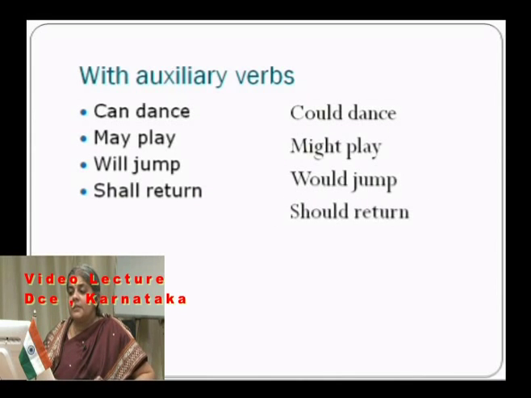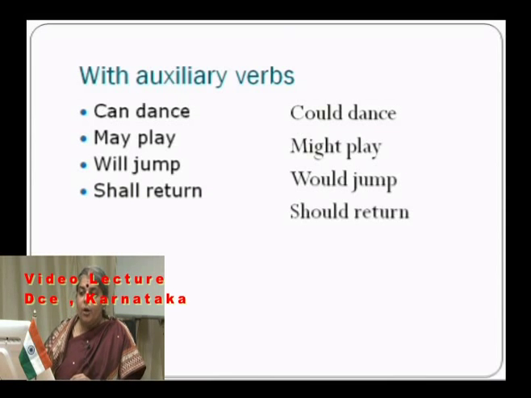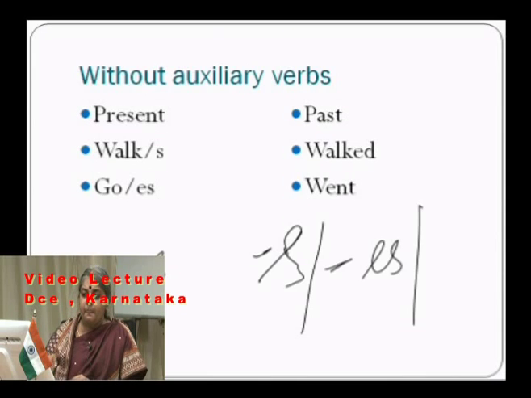With auxiliary verbs, I have given you 4 examples. Can dance would become could dance. May play would become might play. Will jump would become would jump. Shall return would become should return. All these are with auxiliary verbs. These are examples for auxiliary verbs, wherein can is in which tense? Present tense. Could is in which tense? Past tense. Further, we went on to understand verbs without auxiliary verbs.